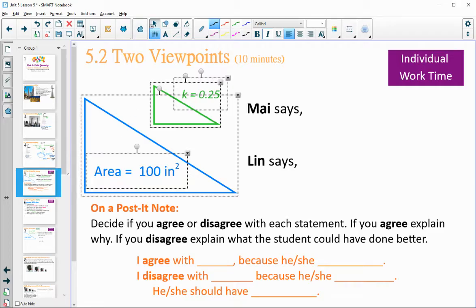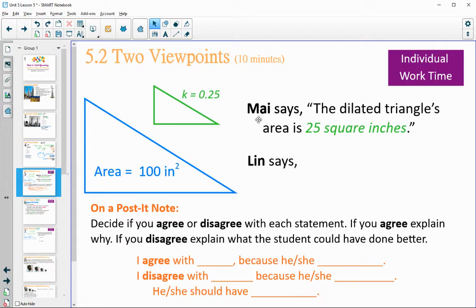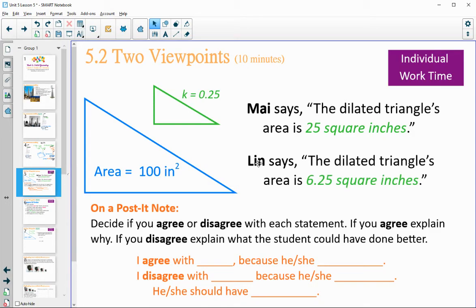So let's take a look at, we've got a triangle here, and the triangle's area is 100 inches squared. Then we've got a dilated version of the triangle, dilated at a scale of 0.25. So Mai says the dilated triangle's area is 25 square inches. And Lynn says the dilated triangle's area is 6.25 square inches.